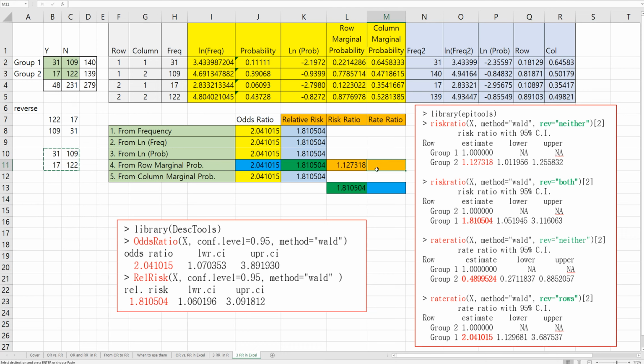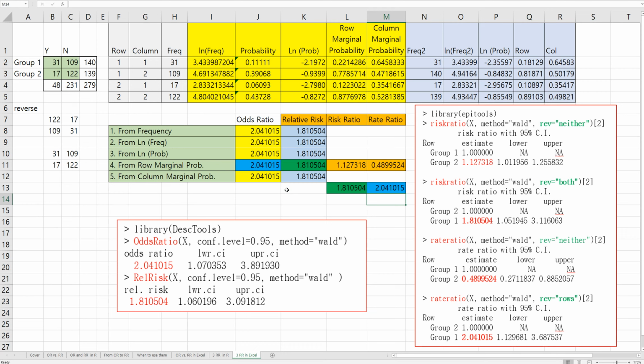And rate ratio can be calculated by second row over first row and divide by first row over third row, right? This is the same as our output, and you can convert it as 1 over rate ratio, and you can get odds ratio, right? So as you can see, odds ratio is related to rate ratio, and relative risk is related to risk ratio.